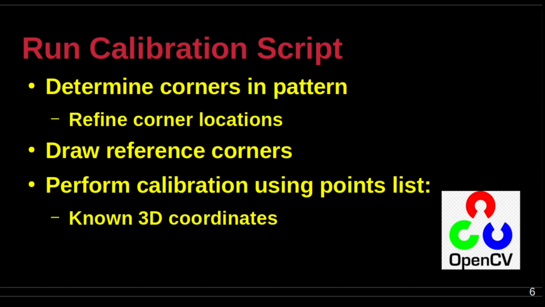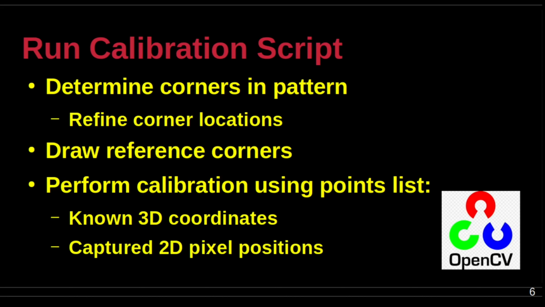The calculation assembles a list of points based on input data for the pattern, the number of columns and the number of rows, as well as the square size. Whatever units are used for the square size, the results will be estimated in the same set of units.